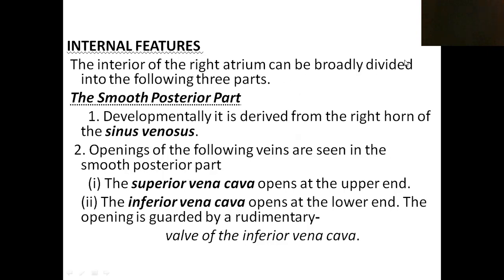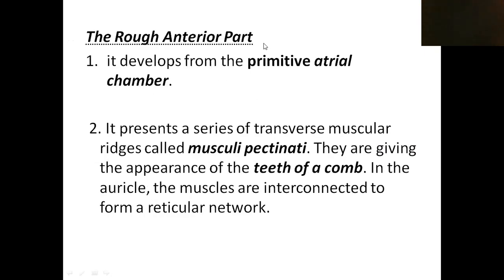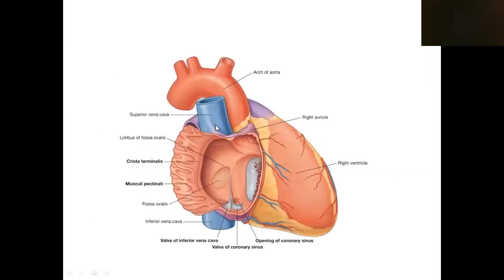This right atrium is divided into three parts. The interior is divided into three parts. What are they? One, the posterior part, which is smooth. So a smooth posterior part. Then the anterior part, which is rough. So a rough anterior part. Then the septum.